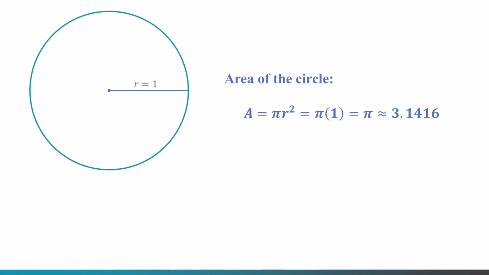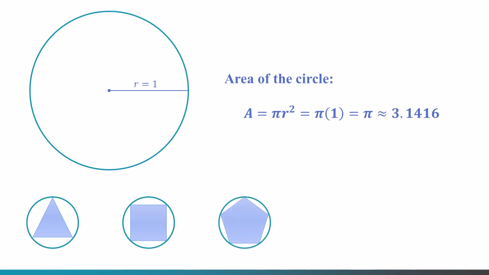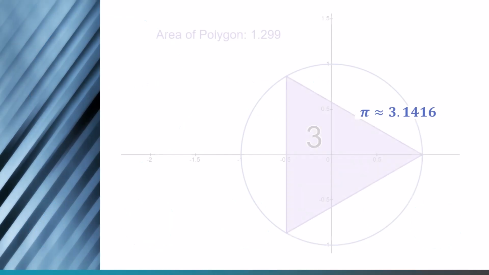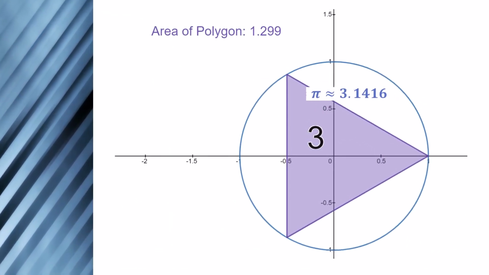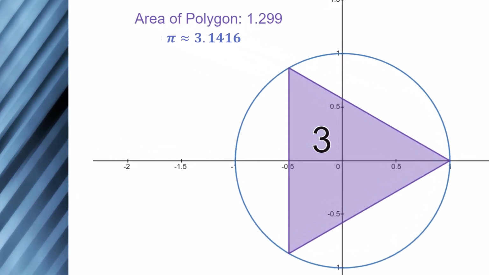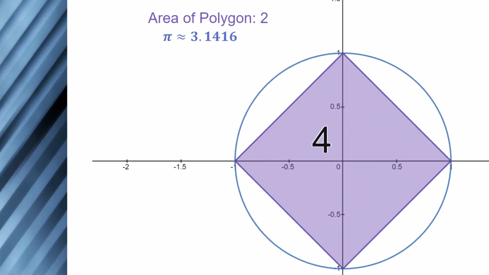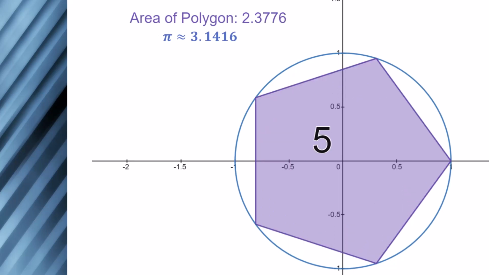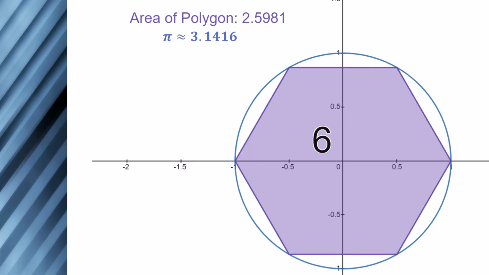Before anyone knew about the value of pi, the Greeks used a series of approximations to estimate the area of the circle by inscribing a series of polygons inside of it. If we inscribe a polygon with 3 sides, which is just a triangle, we can easily find the area to be 1.299. A polygon with 4 sides has an area of 2. 5 sides gives an area of 2.3776. 6 sides gives an area of 2.5981.